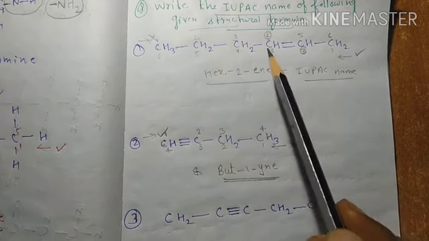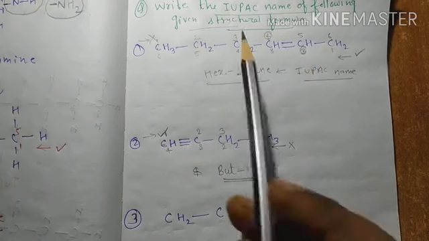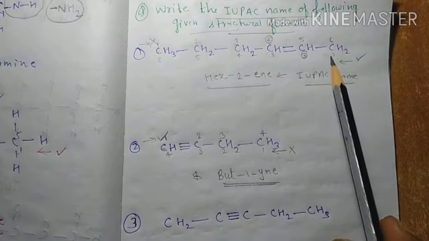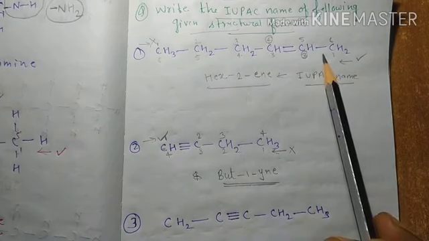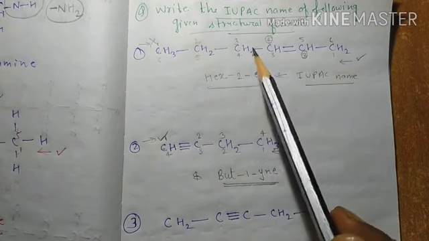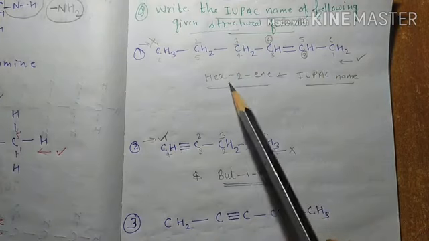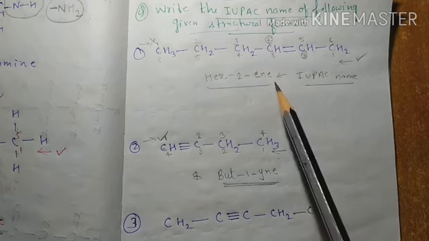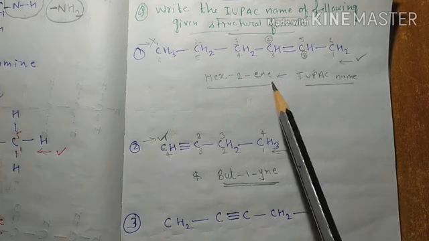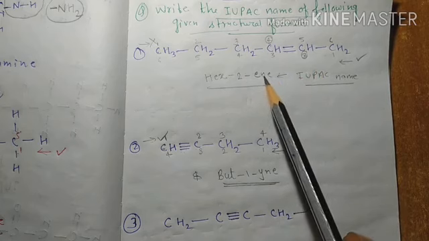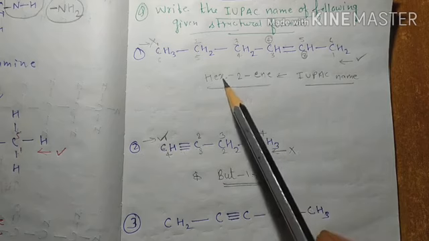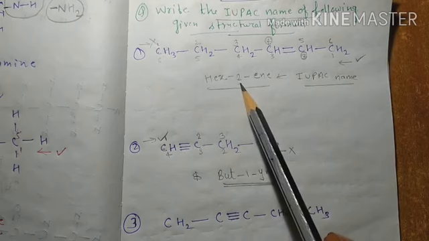For this we will use hexene. Simply, for this structural formula we can say hexene. Okay, in the common name we can say this is hexene. But if you write the IUPAC name, then according to IUPAC nomenclature, its name will be hex-2-ene. It means this double bond is present on the second carbon atom.